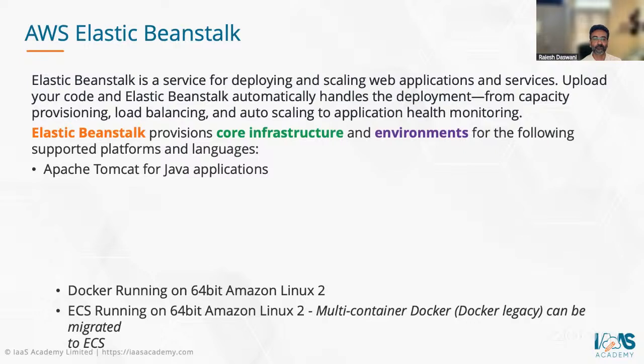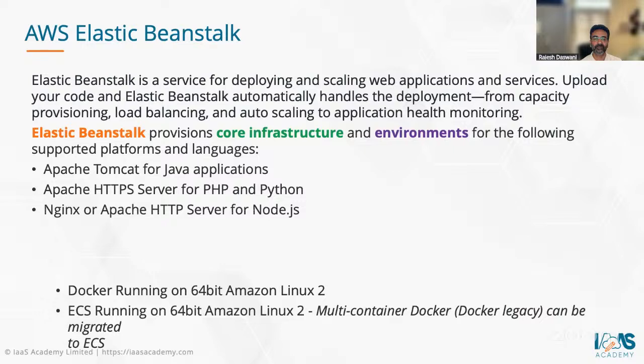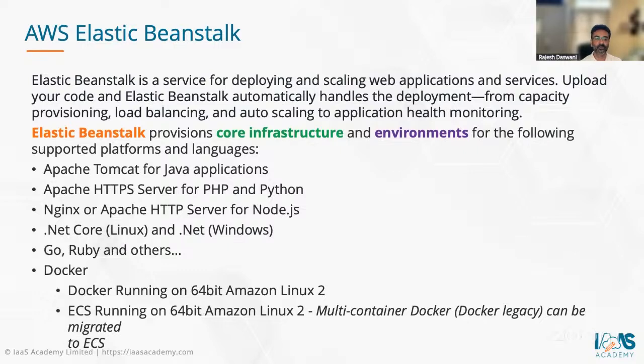So, if your platforms and languages are Tomcat, Java, Apache HTTPS for your PHP and Python, Nginx, .NET Core and .NET for Windows, Go, Ruby, others, etc. So all of these different services or platforms and languages can be used to deploy applications on Elastic Beanstalk. What I want you to remember about Elastic Beanstalk for the exam is that it is a platform as a service tool that allows developers to deploy their applications on AWS, where AWS provisions all of the underlying infrastructure required to host your application. Okay, that's critical for the exam.